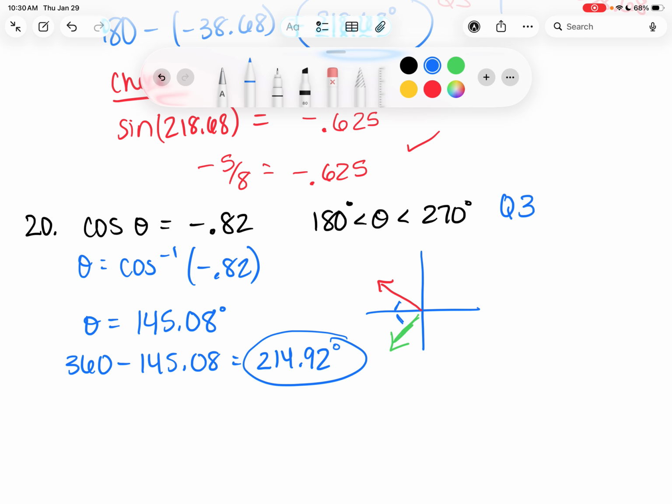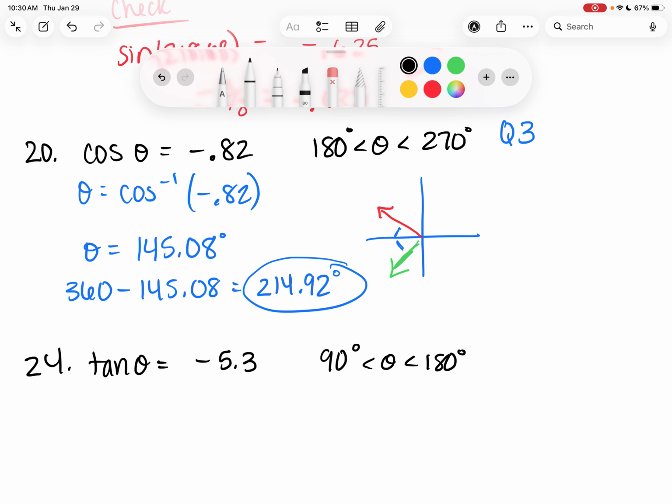24. Tangent of theta equals -5.3. And we've got 90 less than theta less than 180. So first take the inverse. So we've got theta is the inverse tangent of -5.3. Now it's in the second quadrant. Yep, this one should be in quadrant 2.